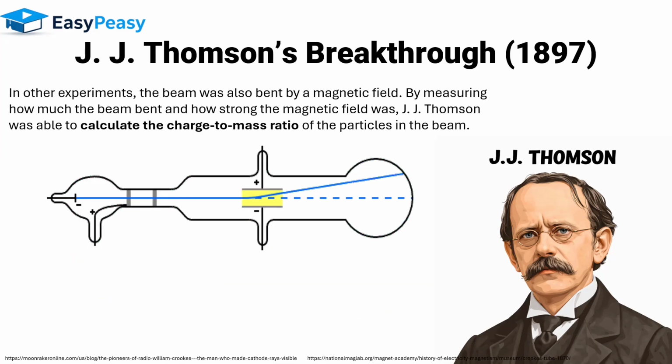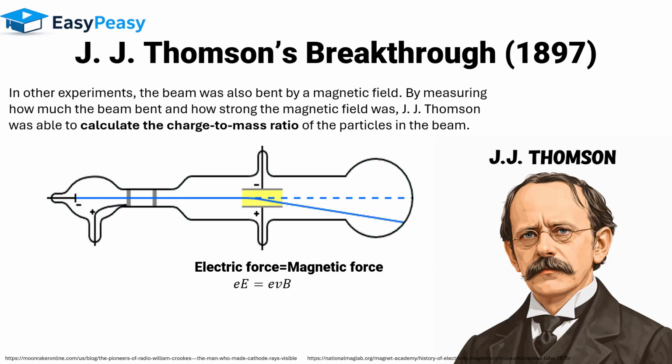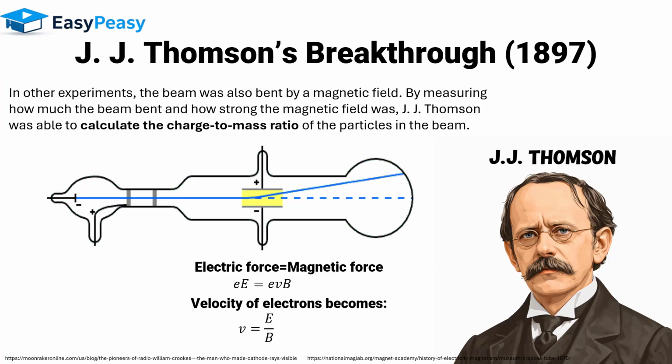Then he applied a magnetic field along with the electrical field, and the magnetic field is also diverting or bending this beam of cathode rays. So he adjusted both the electrical field and the magnetic field in a way that the cathode rays would stop bending. That means the electrical force is equal to the magnetic force at that time. Then he put in the values and found the velocity of electrons. He didn't know that these were electrons at that time.